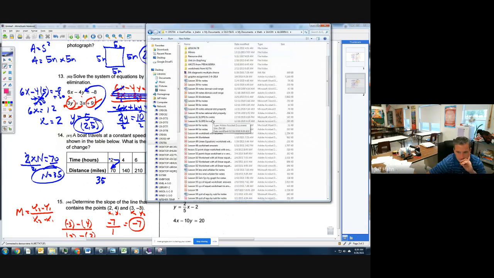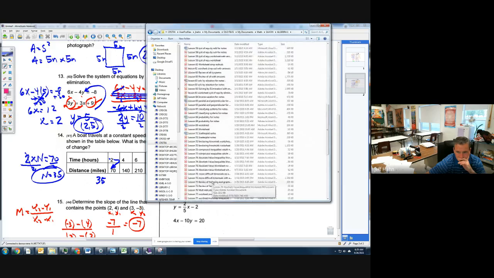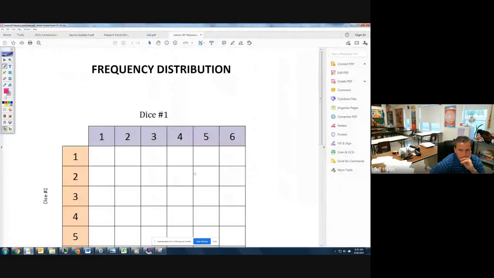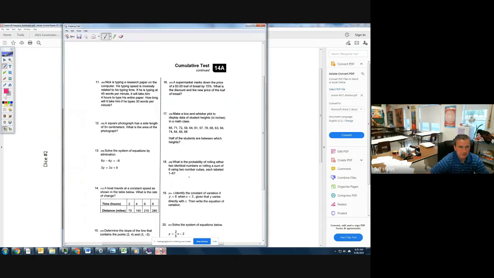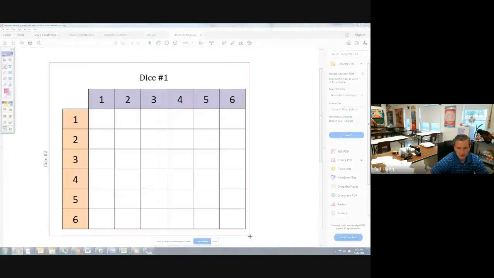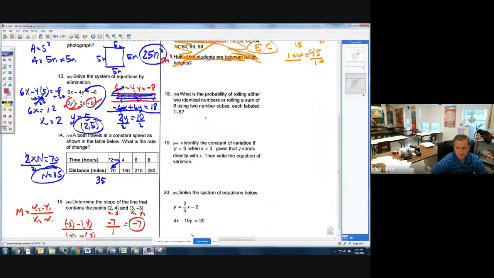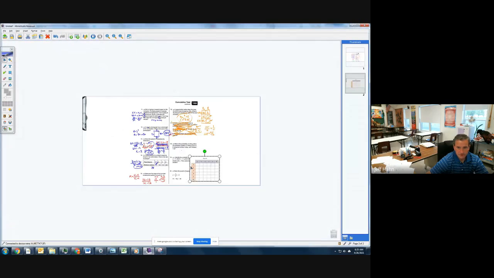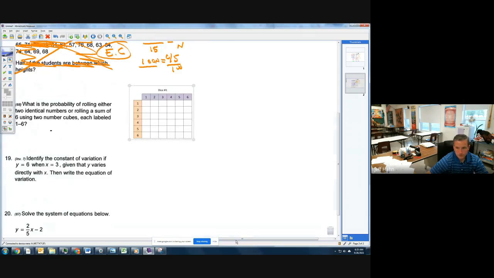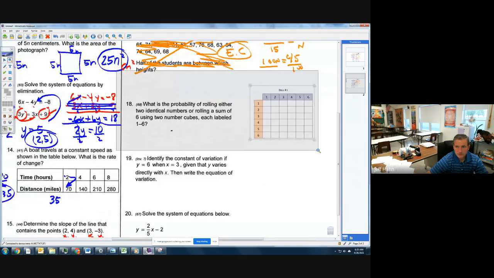Algebra 1. What was it? What did we just do here? I know we did it. Frequency distribution. I think that was it, wasn't it? Let's try that. Great. And it's not filled out, but here we go. I'm just going to copy the table. We'll put it over on our thing there. How about that for being big enough? Kind of covers everything up, doesn't it? Let me make it small enough so we can see it. Maybe a little bit bigger. What do you think?